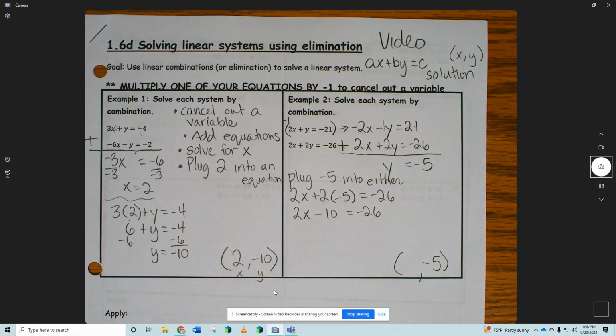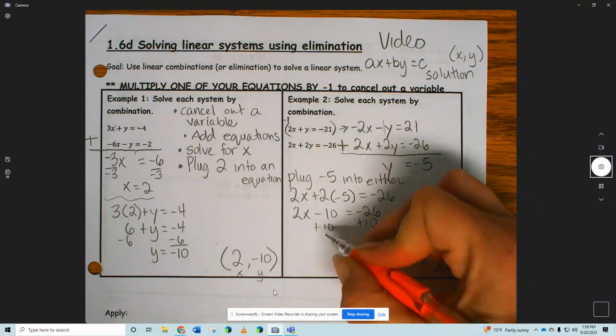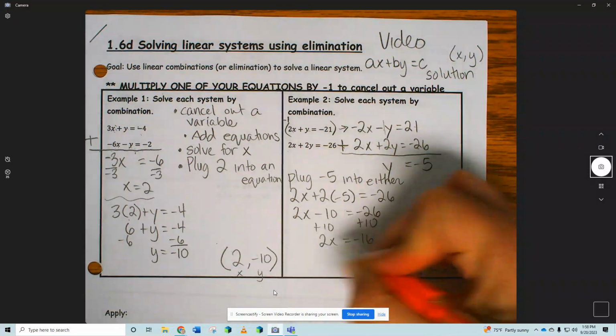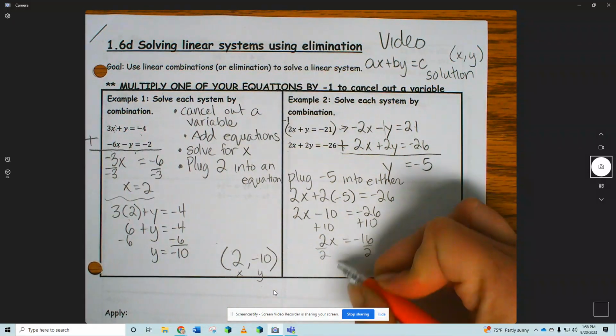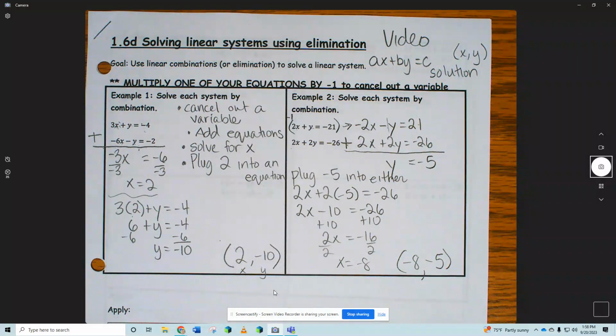Eight or -8? What is it? -8. I added 10. 2x equals -16. I divided by 2. There it is. X equals -8. Okay.